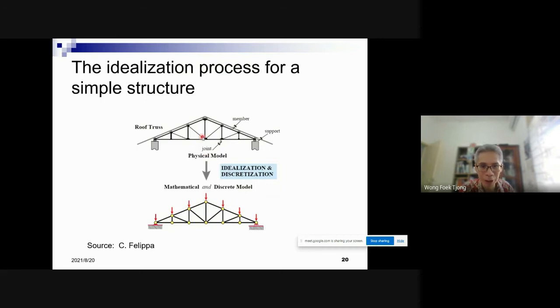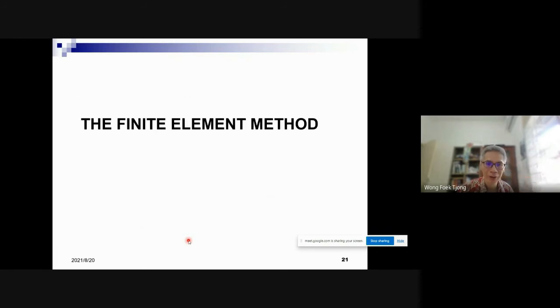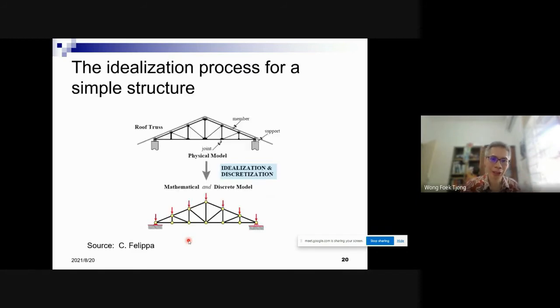So in this model, we directly create a discrete model. So this is a process from physical model to mathematical model by idealization and discretization at the same time, because we create a discrete model. Okay, so this is a simple example of a mathematical model of structures. You know already, right? Okay, that's all. Any questions about mathematical models?